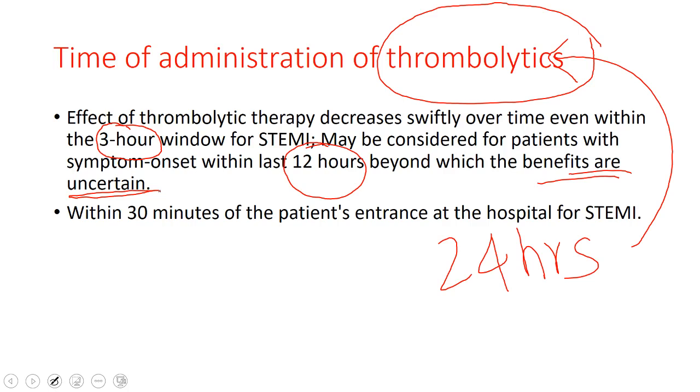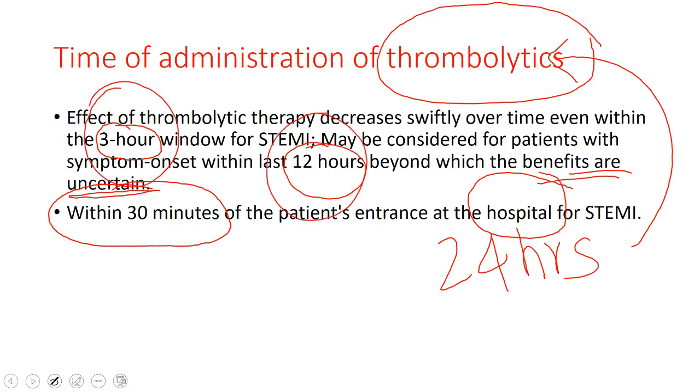And guidelines do recommend that from the moment the patient steps into the hospital, when you make a diagnosis of STEMI and you are certain that PCI is not available at all or not available within 2 hours, certainly within 30 minutes, you need to administer thrombolytics. So please keep these timelines in mind, right? Best is within 30 minutes from the moment he steps into the hospital.